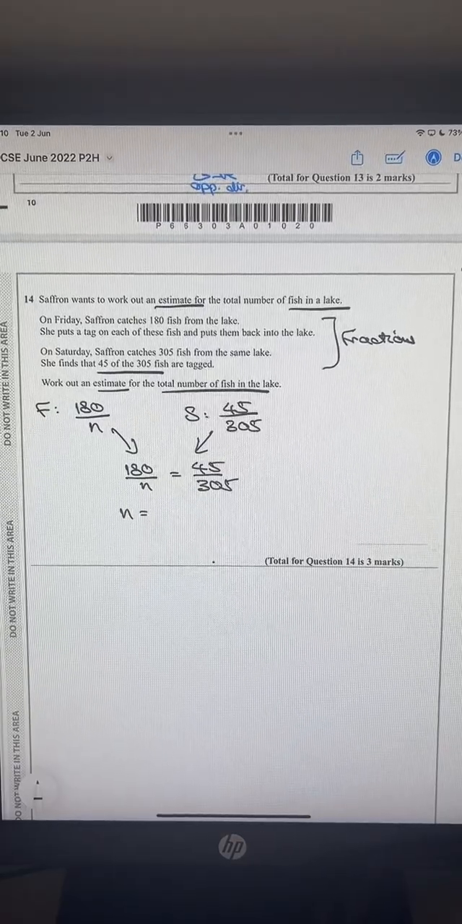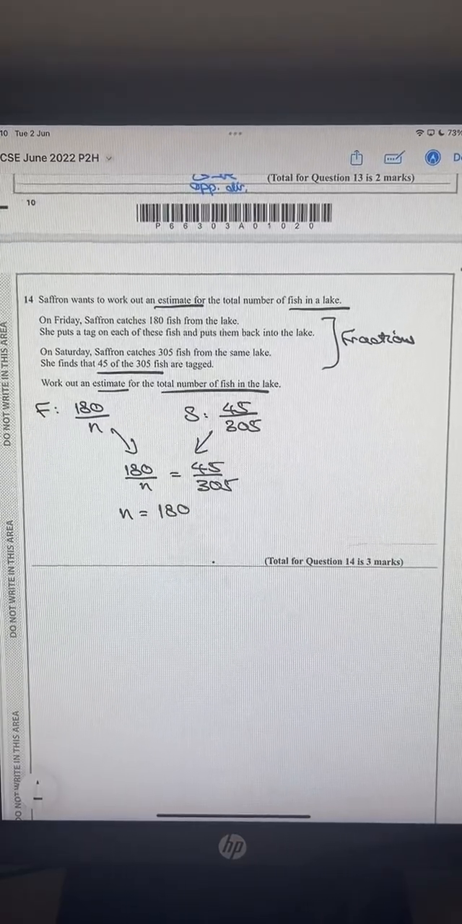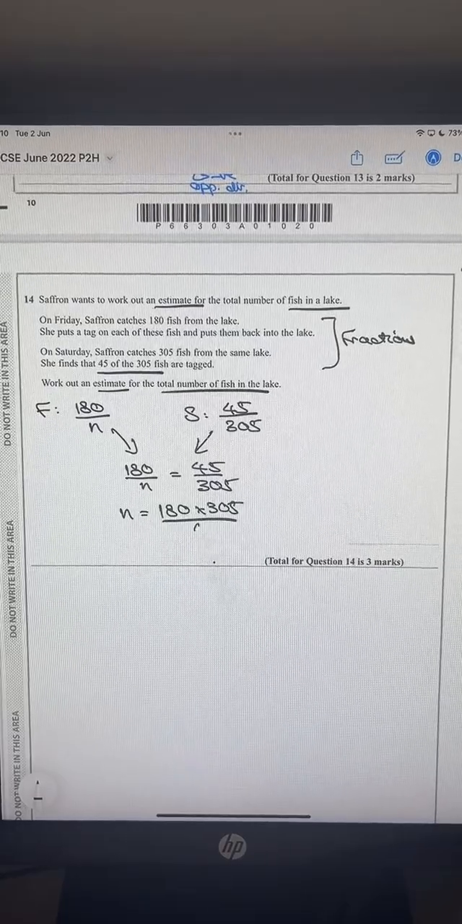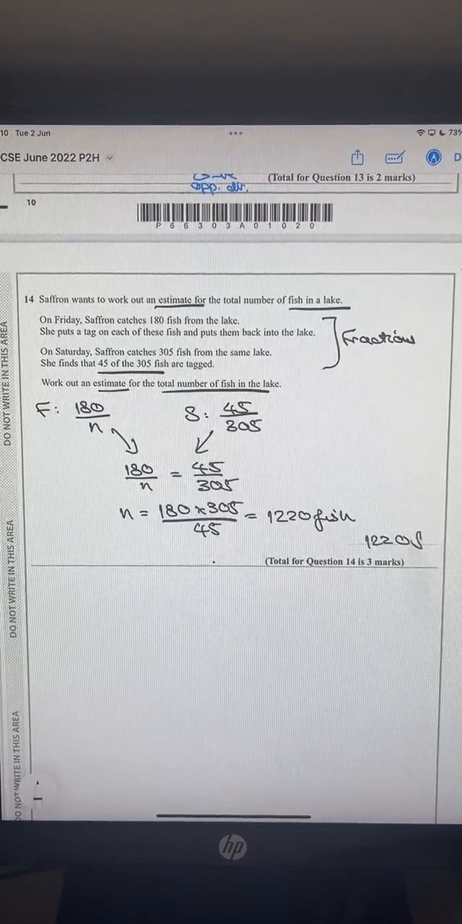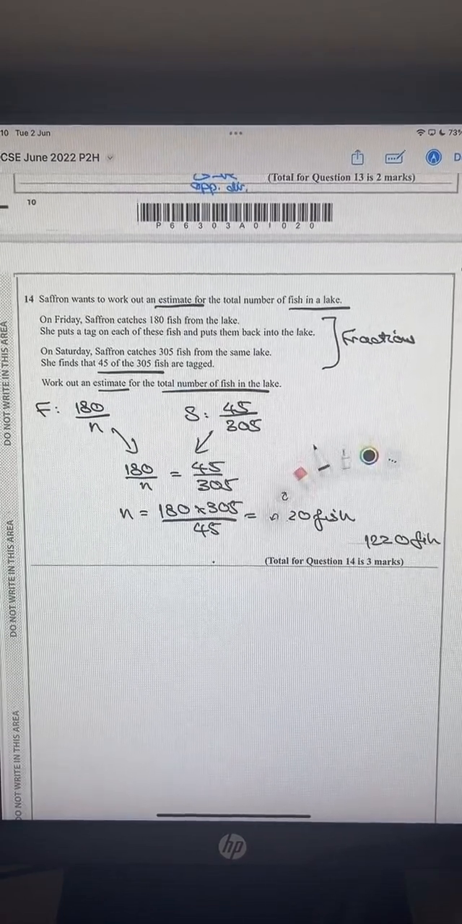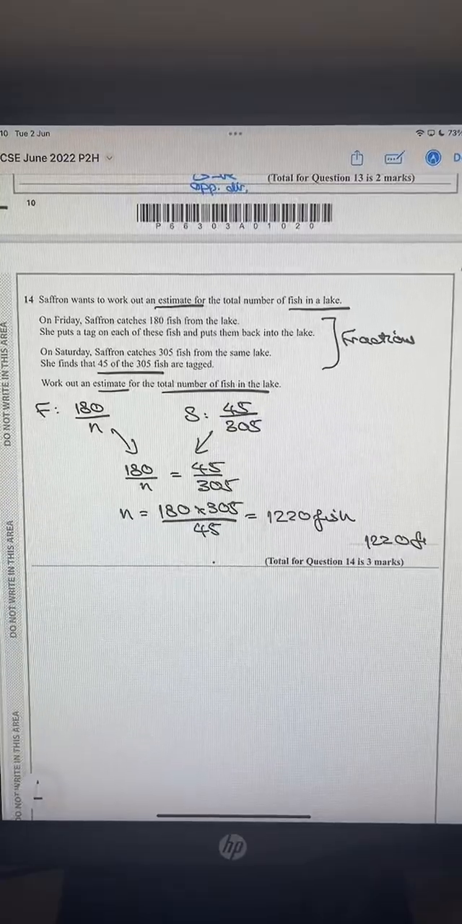So n is going to be equal to 180 times 305 divided by 45. I want to do that, get 1,220 fish. 1,220 fish. Oh, sorry, my bad. And that is how you do a capture-recapture question. It is very standard. Just put the fractions, give your total an unknown number, and then just solve for that.